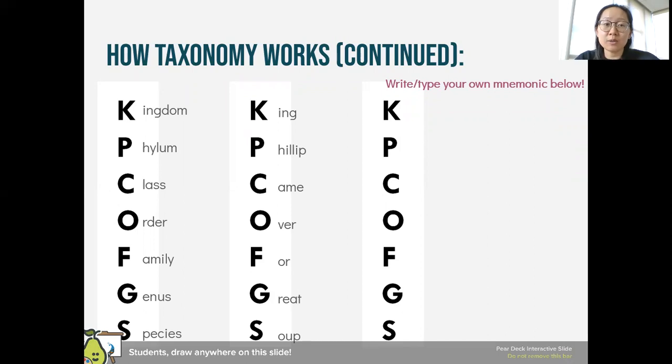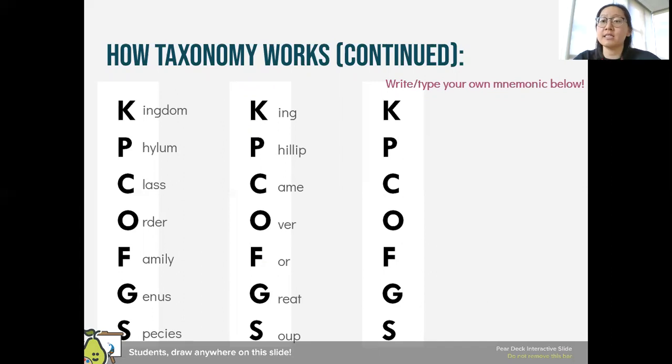A really common one that we use to represent the letters of kingdom, phylum, class, order, family, genus, species, or KPCOFGS, is a sentence that starts with each of those letters: King Philip came over for great soup. Now, you might be thinking, I don't really care about King Philip, or I don't know King Philip. I don't care about soup. So I'm going to ask that you make up one on your own, just to see how creative you are. And if you make one up, you'll probably remember it better than one that I give you. So take some time to make up a sentence.